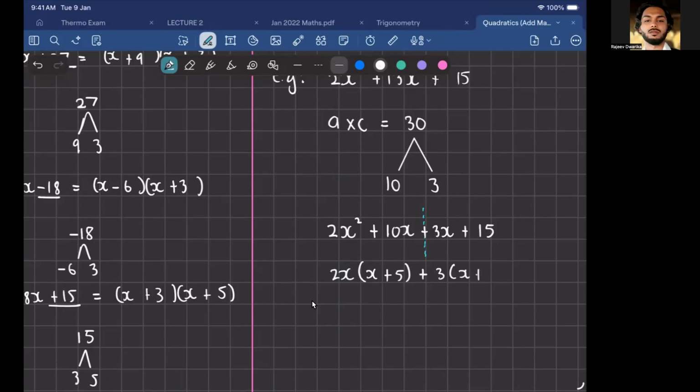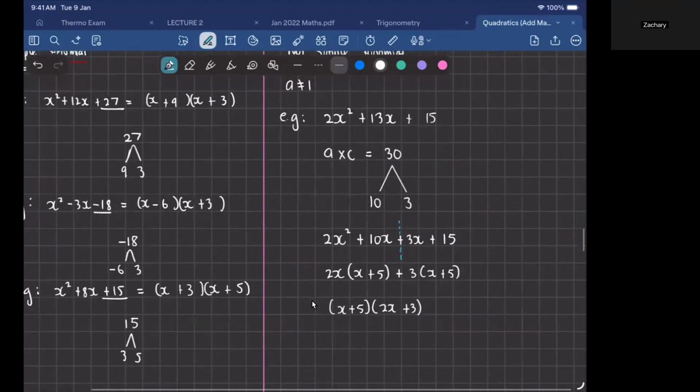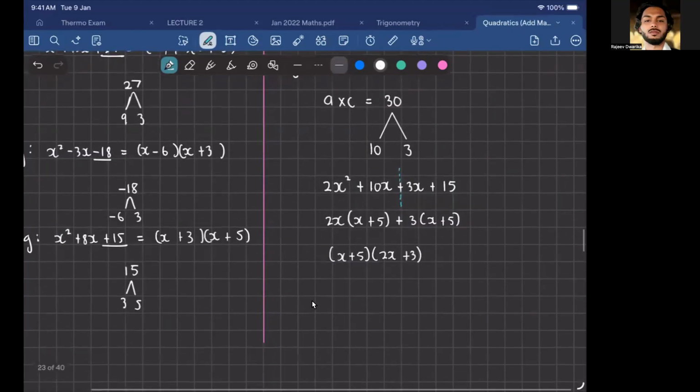So I'll put x plus 5. Notice, you see x plus 5 here and x plus 5 there? Yep. So I can pull out that. If I pull that out, 2x here and plus 3 over here. Understand that? Yes, sir. And that's how you would do the AC method.